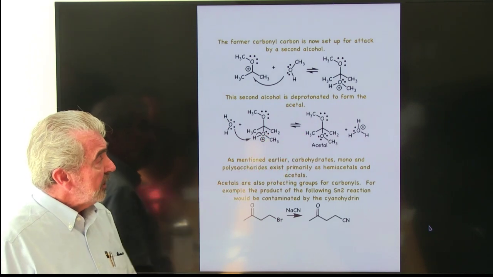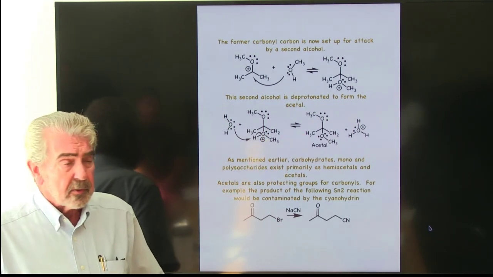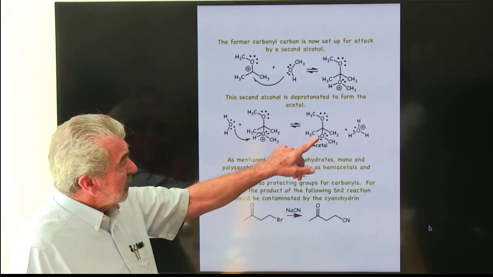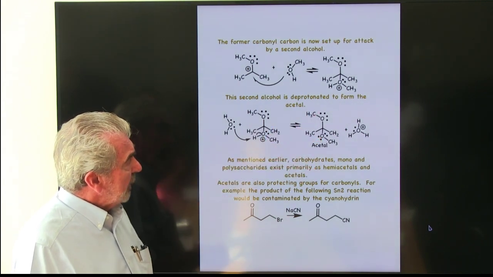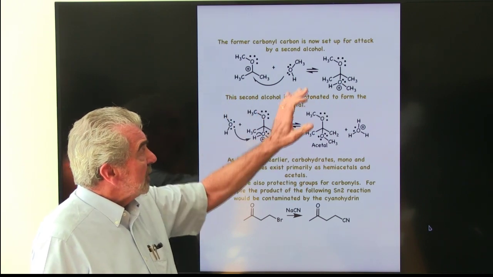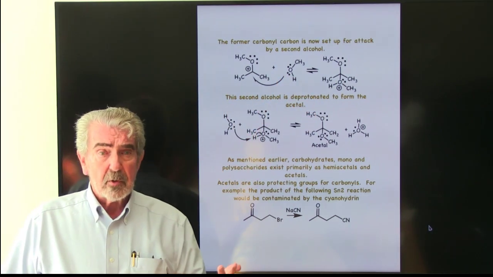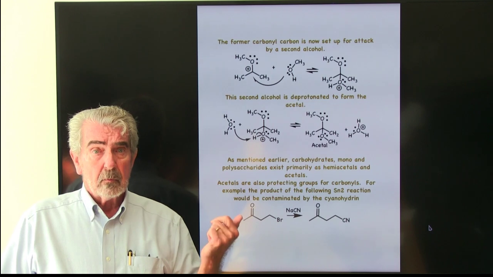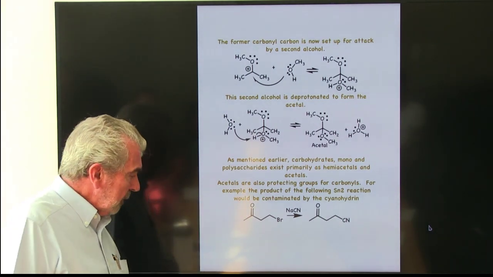All you have to do is just take this, cook it up in some dilute acid, and this will spontaneously go back to the carbonyl. Essentially, what we'd be doing is driving this reaction backwards. And since it's reversible, all the steps are reversible, it's fairly easy to do. Okay, that's all we're going to do for now.